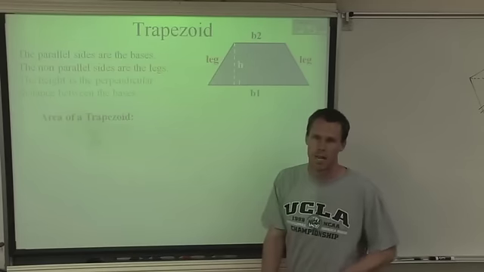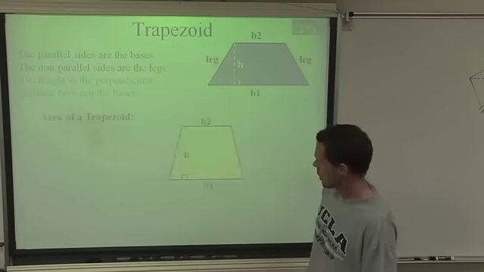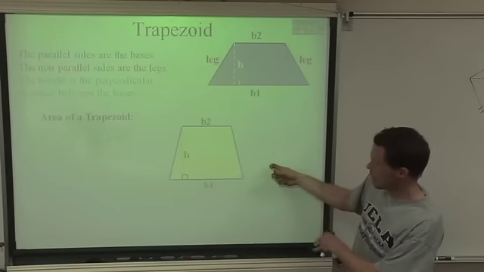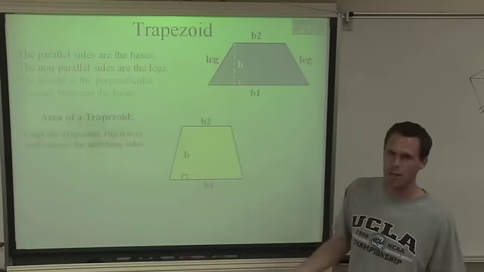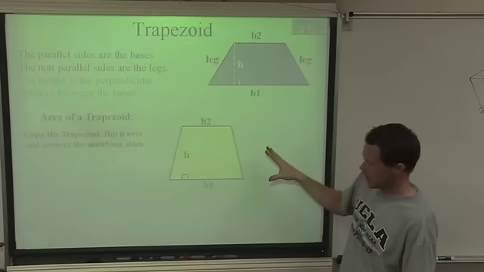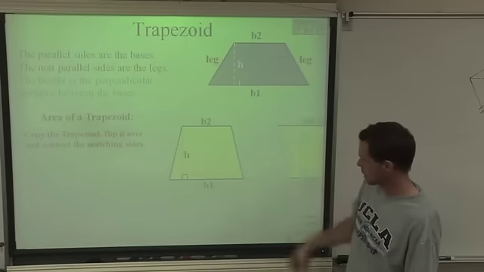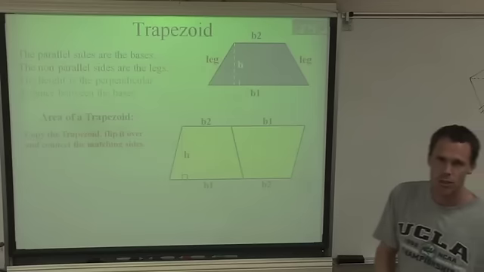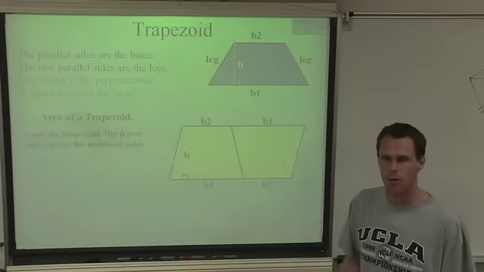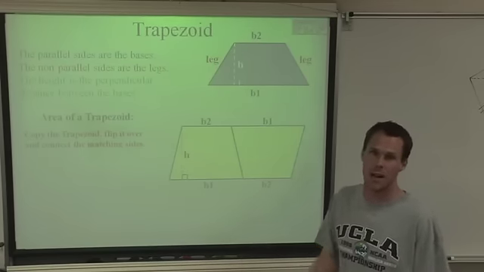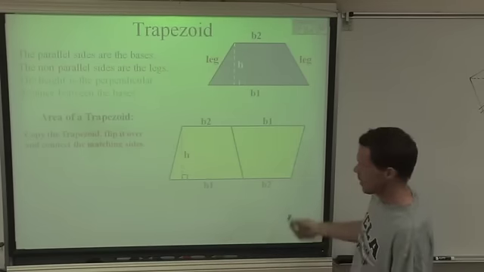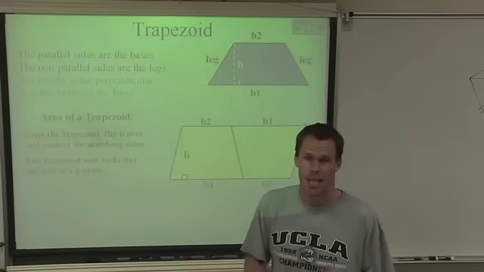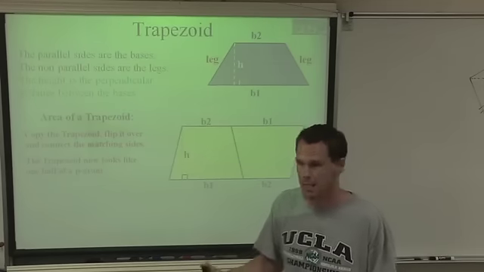Now let's look at the area of a trapezoid. So first of all, here's another trapezoid, which can probably be seen a little better. What we're going to do is copy the trapezoid, flip it over, and attach it to the matching side. And there we go. Now, all of a sudden, the two trapezoids come together to form one giant parallelogram. And we just learned the other day that the area of a parallelogram is base times height.